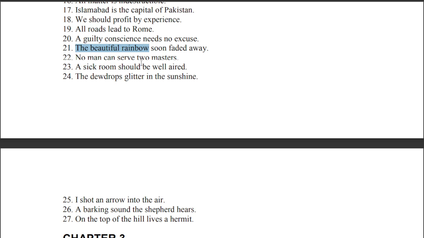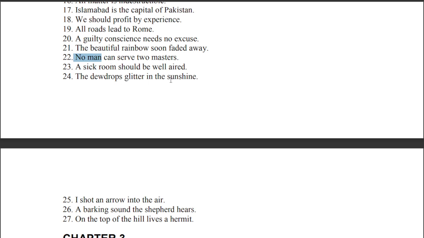22. No man can serve two masters. First, a person has been named. These are the two words, no man, that are naming a person. So, no man is the subject. Can serve two masters, this part of the sentence, is saying something about no man. So, it is the predicate. No man is the subject.